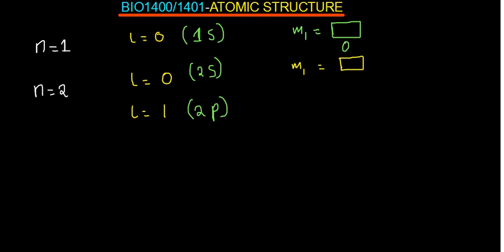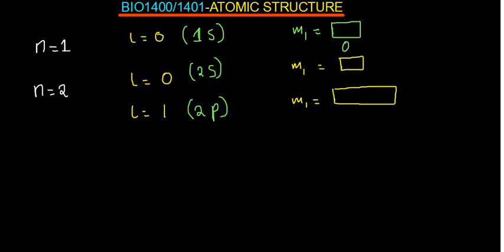And then when L is equal to 1, ml is going to be a number between negative and positive of 1. What are those numbers? Starting from negative 1 to positive 1. So we're going to have 3 orbitals here. How?